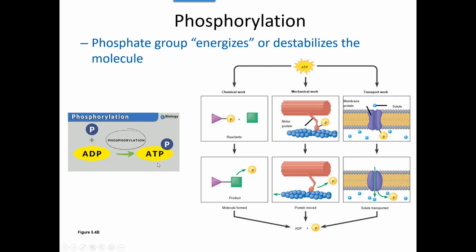Adding that 3rd phosphate group on is known as phosphorylation. We're adding that 3rd phosphate group on, and it energizes the molecule. It also destabilizes it, because it's really easy to break off that 3rd phosphate group, but it's got lots and lots of energy that's just ready to go anytime we need it. So this is showing how we're constantly regenerating that ATP.